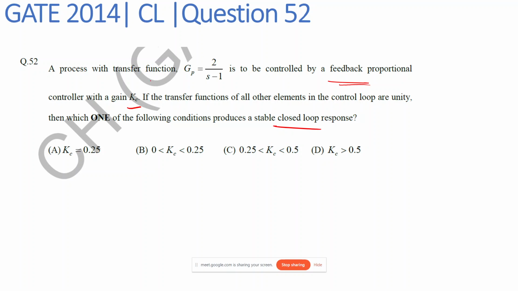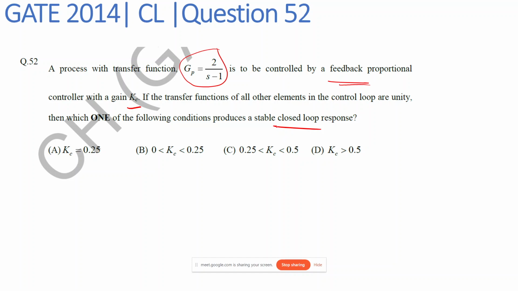So in this question, we have been given a process with a transfer function Gp equal to 2 upon s minus 1, to be controlled by a feedback proportional controller with a gain of Kc. If the transfer function of all the other elements in the closed loop are unity, which one of the following produces the stable closed loop system?